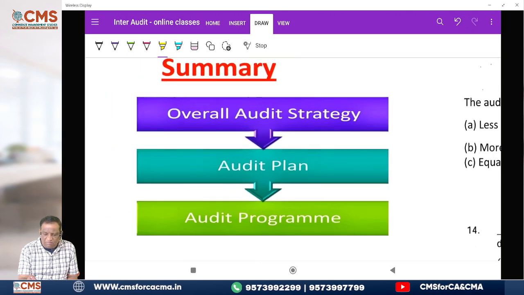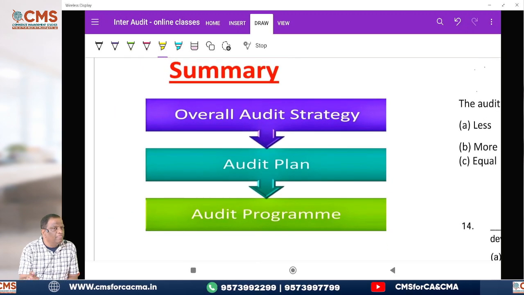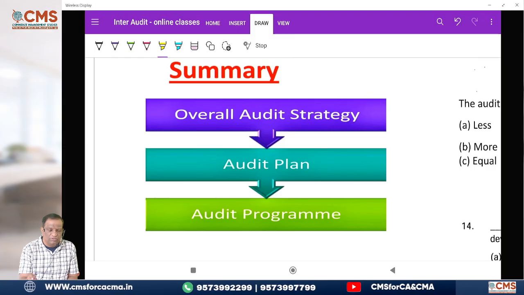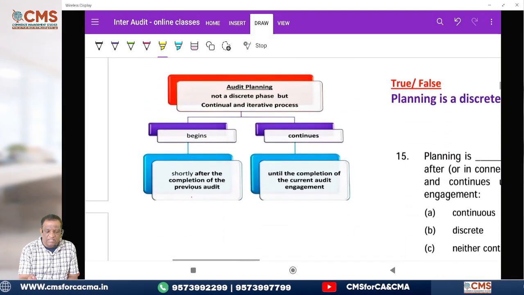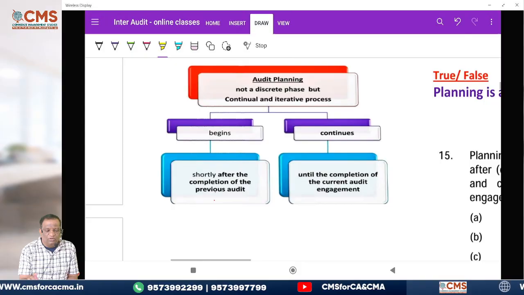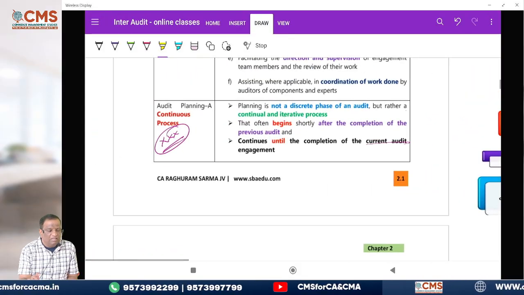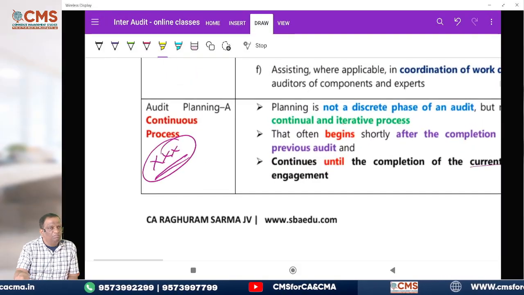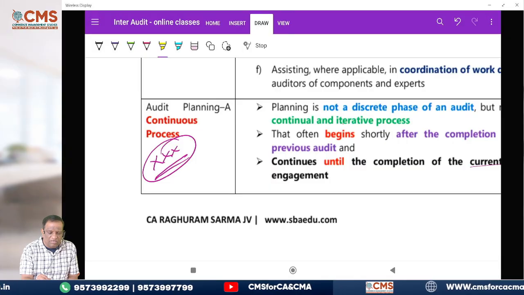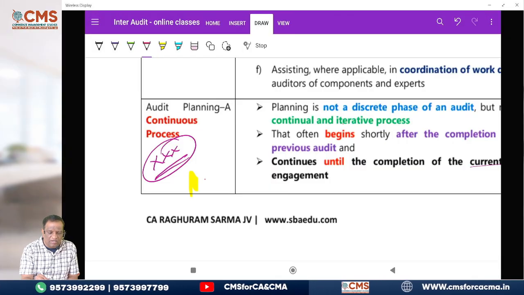Between strategy and the plan, which one will be more in detail? Plan will be more in detail. This is the question he is asking. Now, whenever you talk about audit plan, there is an important question. I touch on the important concepts of it. Most probably you can relate, and most of the students will read this chapter.